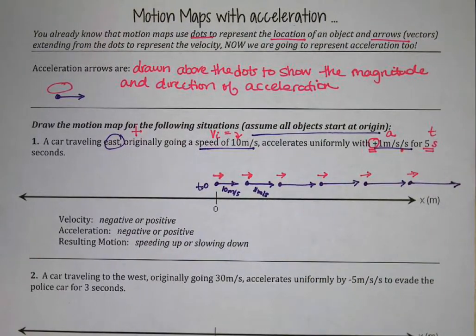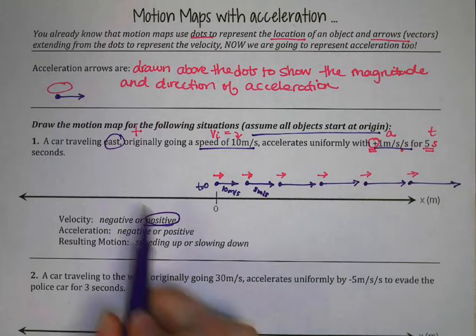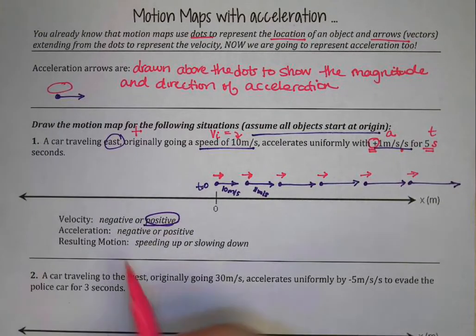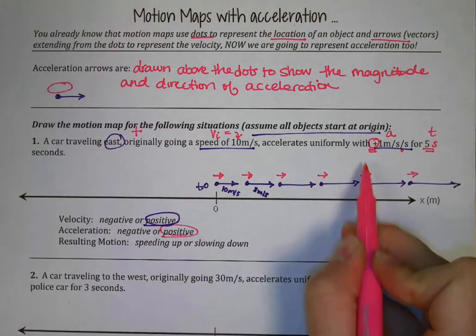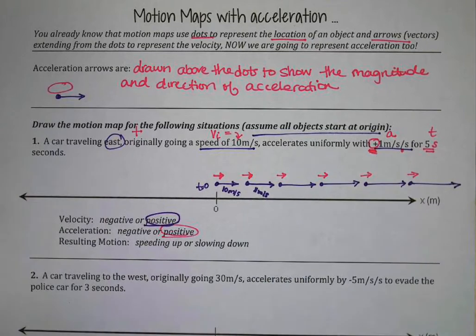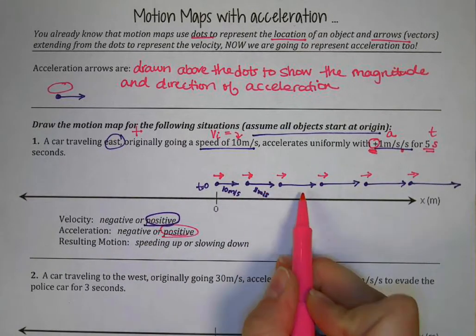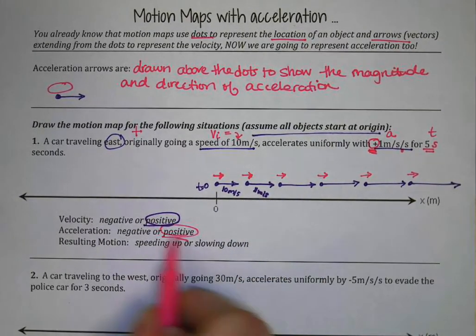The bottom portion, right below the motion map, asks you to talk about the direction of the velocity, the direction of the acceleration, and the resulting motion. So if we're looking at this one, the velocity is positive. It's east, which we consider positive. Acceleration is positive, which we saw by the plus sign. And to describe the motion, we see those velocity vectors getting larger, so it is speeding up.